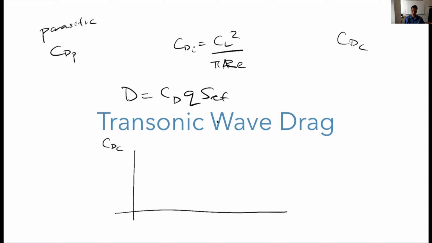Parasitic drag is a function of Reynolds number. Induced drag coefficient, a function of the lift coefficient. What about compressibility drag? What should it be a function of? Okay, the natural one here, of course, is Mach number, right? The ratio of my speed to the speed of sound. What does that curve look like? Take a moment and see if you can predict what that might look like as we increase Mach number.